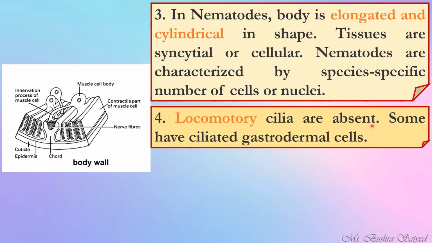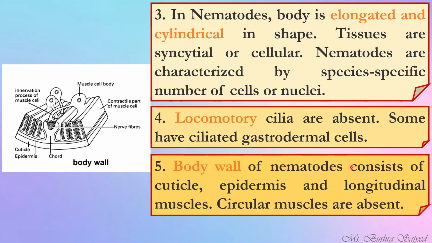Locomotion as such is absent, but in some forms you will be able to see ciliated gastrodermal cells. The body wall consists of the cuticle, that is the outer smooth layer of the body, followed by the epidermis and longitudinal muscles. The longitudinal muscles are those muscles which are arranged longitudinally, and after that come the circular muscles. But here the circular muscles are absent. There are no circular muscles in nematodes. Only longitudinal muscles are present.